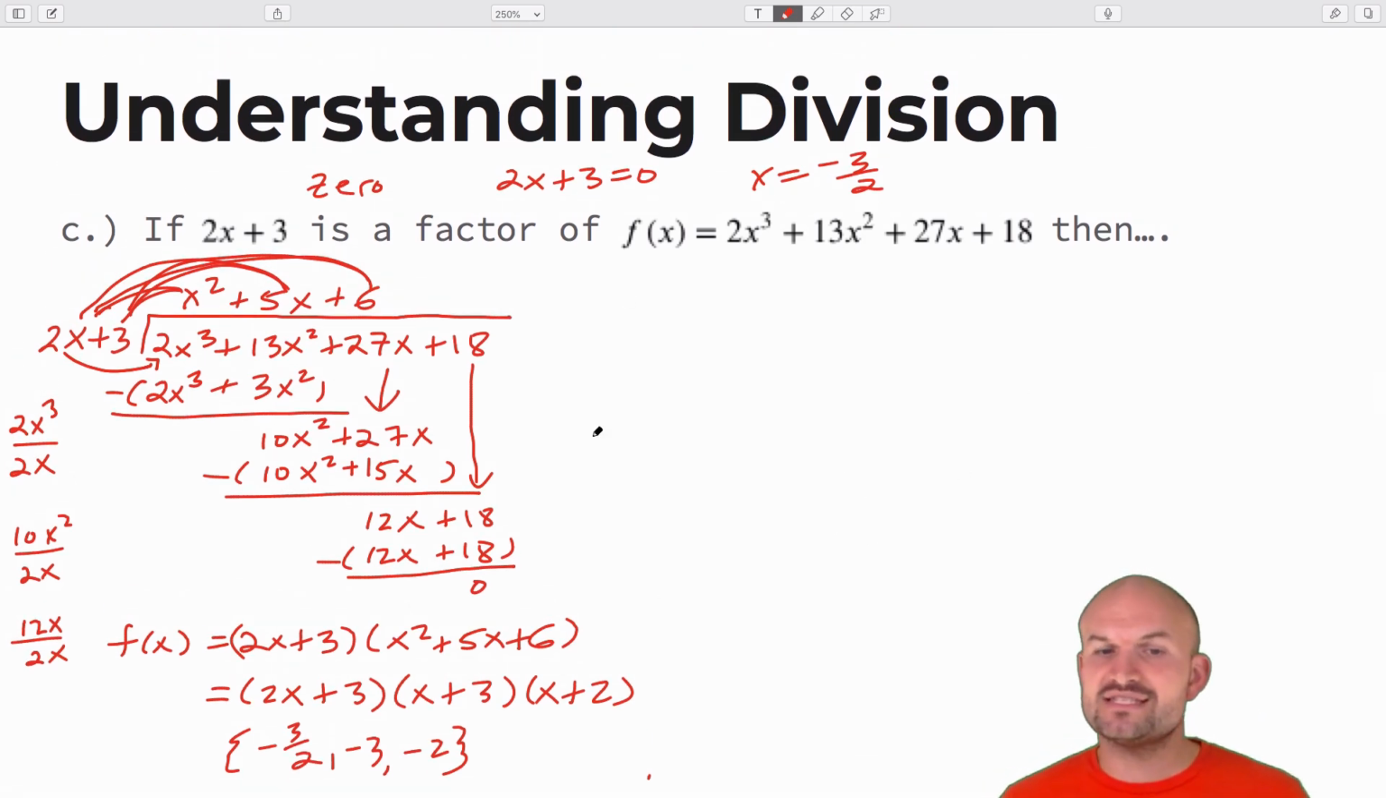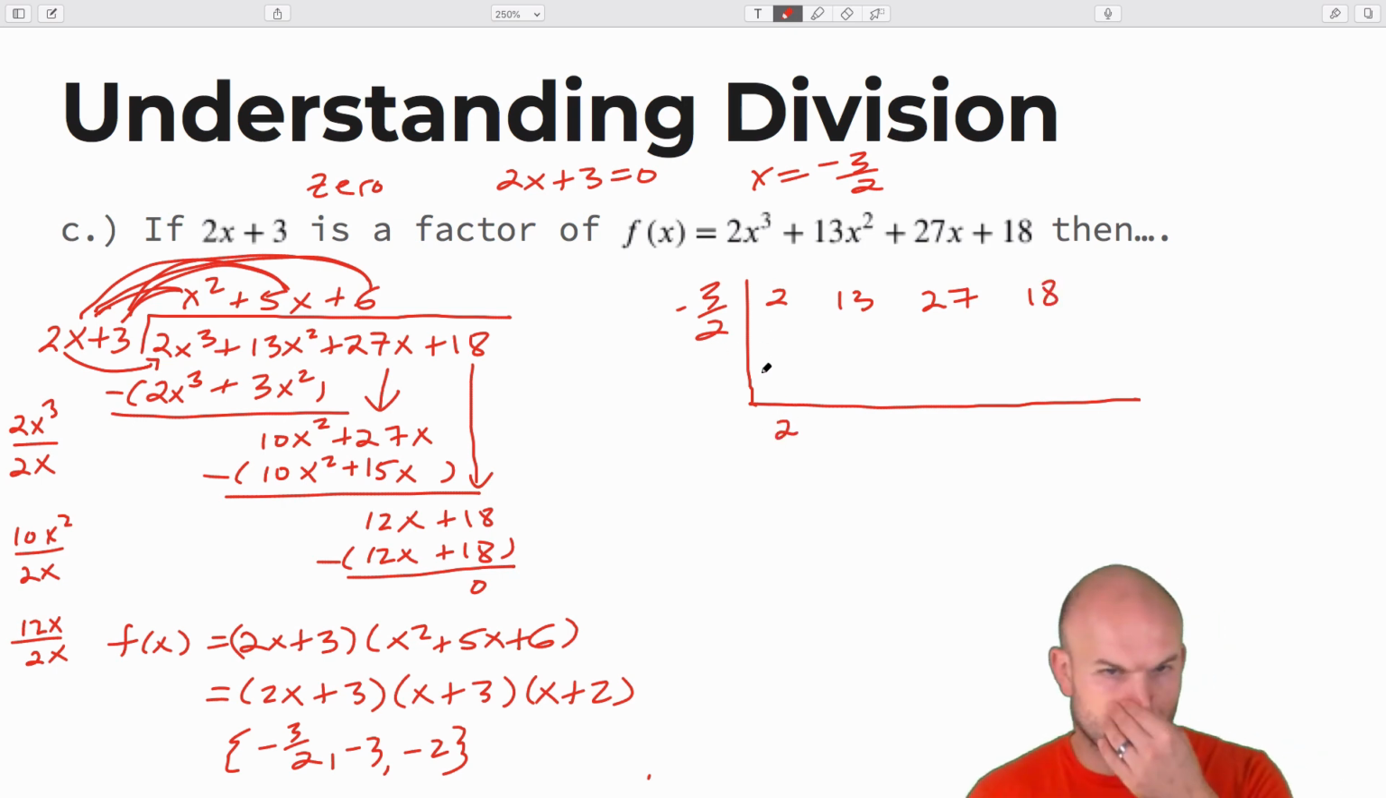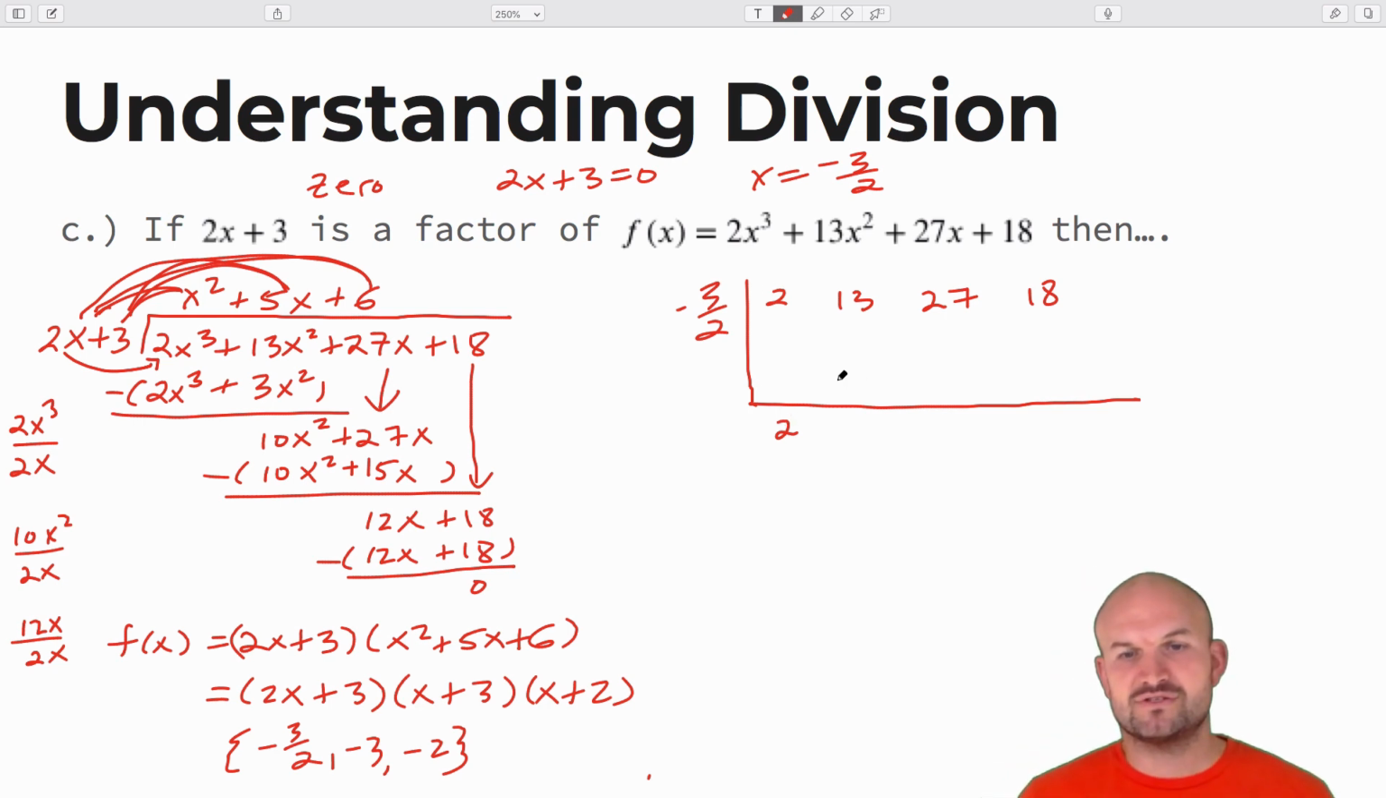So let's go ahead and do this with synthetic division and see what we have to know when we're dealing with a fraction and synthetic division. So if I do negative 3/2 as my 0, right? So you got to make sure you're using the 0, not the factor. And then I'm going to use 2, 13, 27, and 18. Okay, so you bring down the 2. Remember, 2's in the numerator, 2's in the denominator. So 2 times negative 3/2 is going to be a negative 3. 13 plus negative 3 is going to be a positive 10.